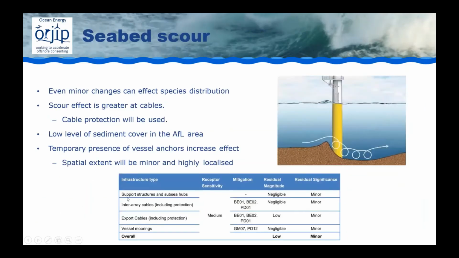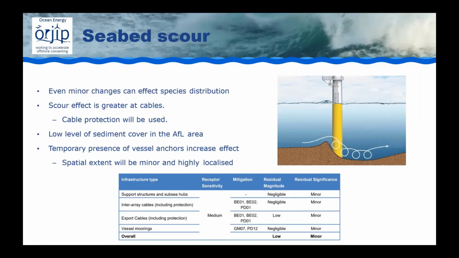The next one to have a look at is seabed scour, which you've already mentioned. This was actually scoped out for the Maygen project. So what we're looking at here is a summary of how this was assessed for Brims. And as you've already presented, even minor changes to the benthic environment can have an overall effect on the species distribution in the habitat in general. So that is one of the reasons that the scour effect is a key consideration here.